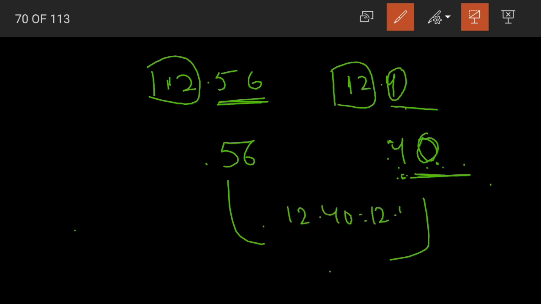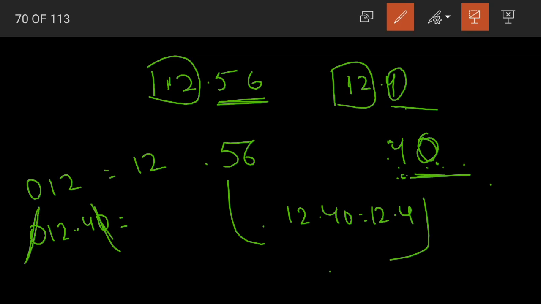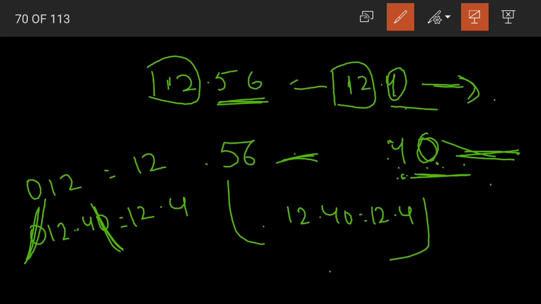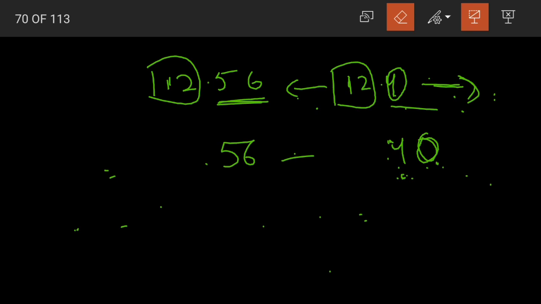12.40 is nothing but 12.4, children. 012 is equal to 12. Yes or no? In the same way, if I write 012.40, we can cut off these zeros at the starting and the end and write it as 12.4. Understood? Any extra zeros to this end or to this end, that means to the right for the decimal part and to the left for the whole number part, no matter how many zeros we add, the value will not change. 12.40 is also equal to 12.4.